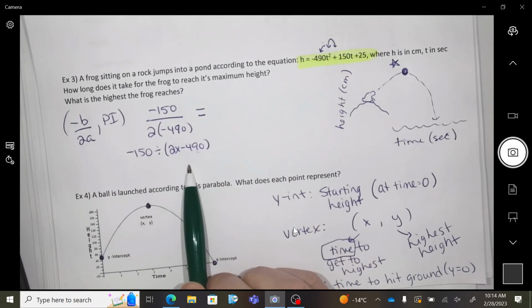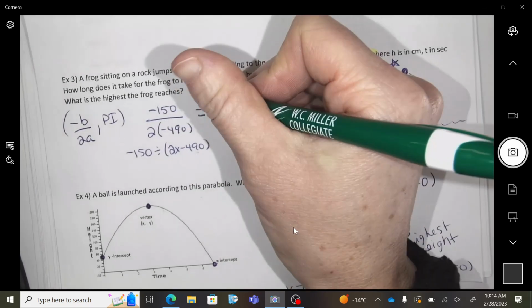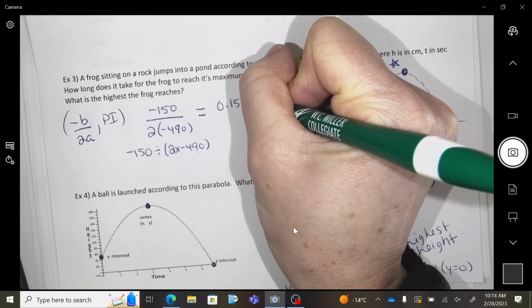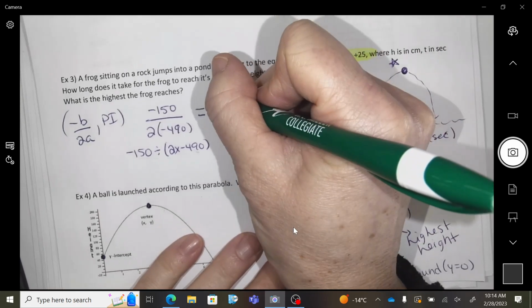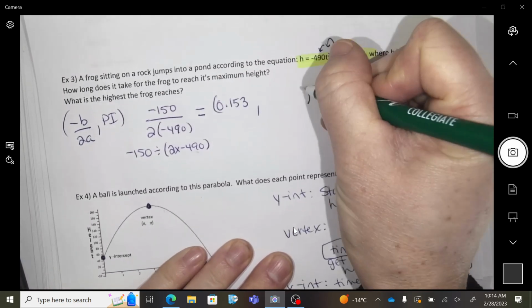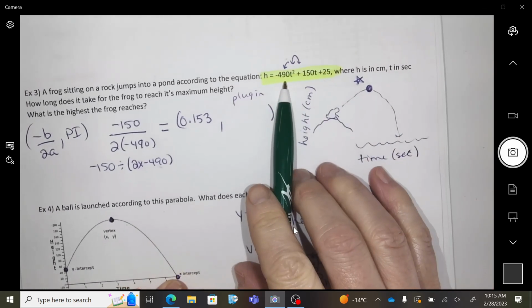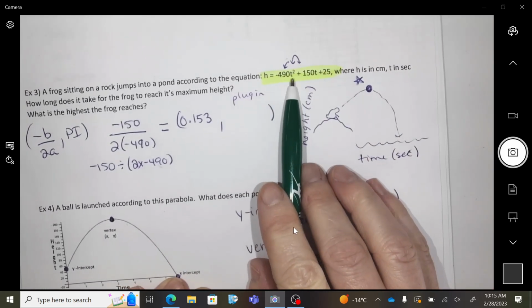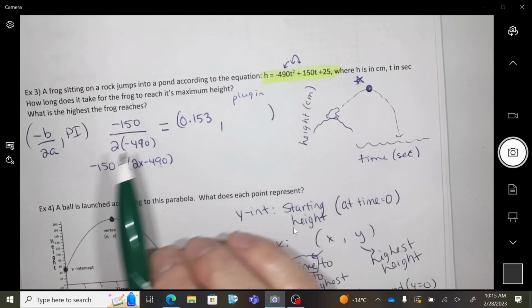Okay, you have to type it in like this into a calculator with the brackets on the bottom, or else it does not come out right. Is that what we got? 0.153? Okay, now I need you to plug that number in. So you're doing negative 490 times 0.153 squared.